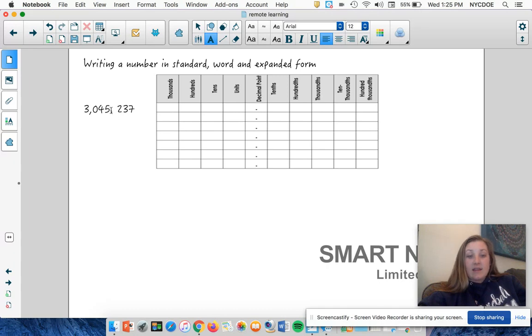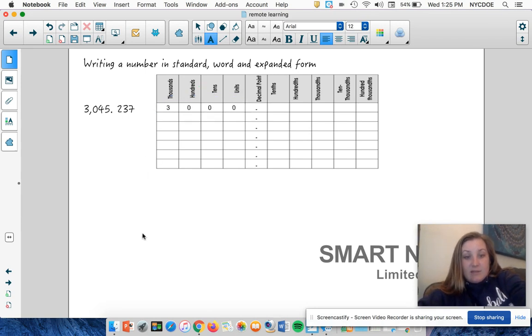I have a decimal point. So when I break this number apart to look at each value of my digit in my place value chart, I'm going to put each digit in my place value chart to see its value and how much it's worth. Then I can write it in expanded and word form. Okay. So first, I have 3,000. I have 3 in my thousands place.